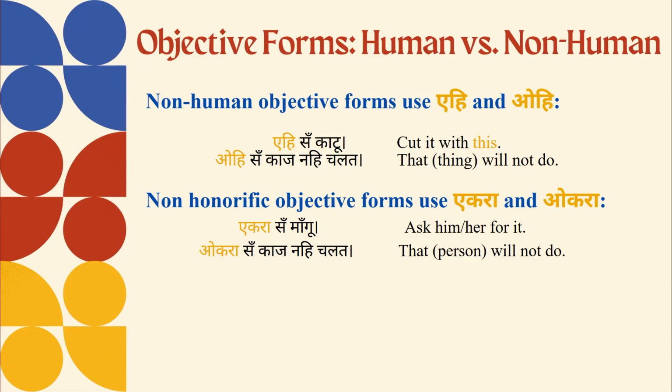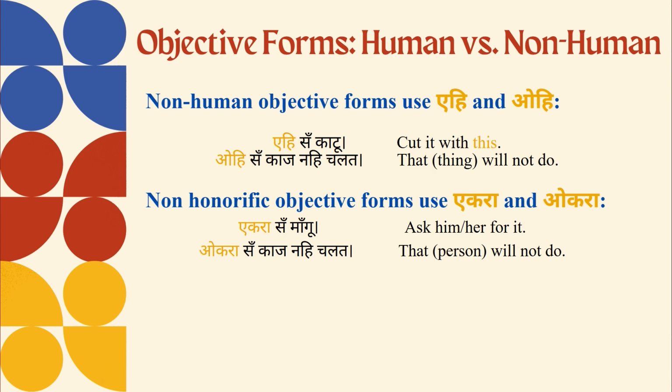Non-honorific object forms use ekra and okra. So non-human objective forms and non-honorific objective forms use ekra and okra. Ekra se mangu, ask him, her for it. Ekra again is someone who is close by, him, her who is close by. And okra se kaj nahi chalat, that person will not do.